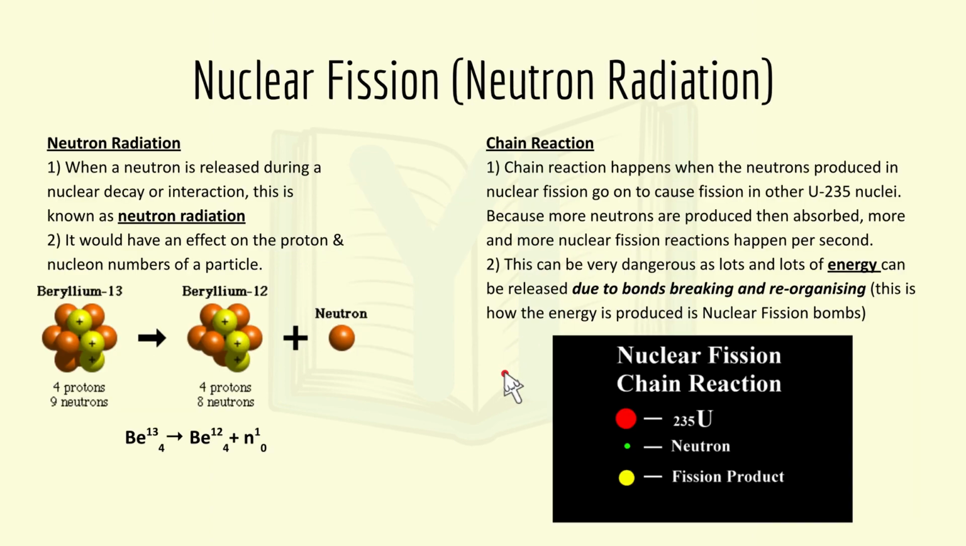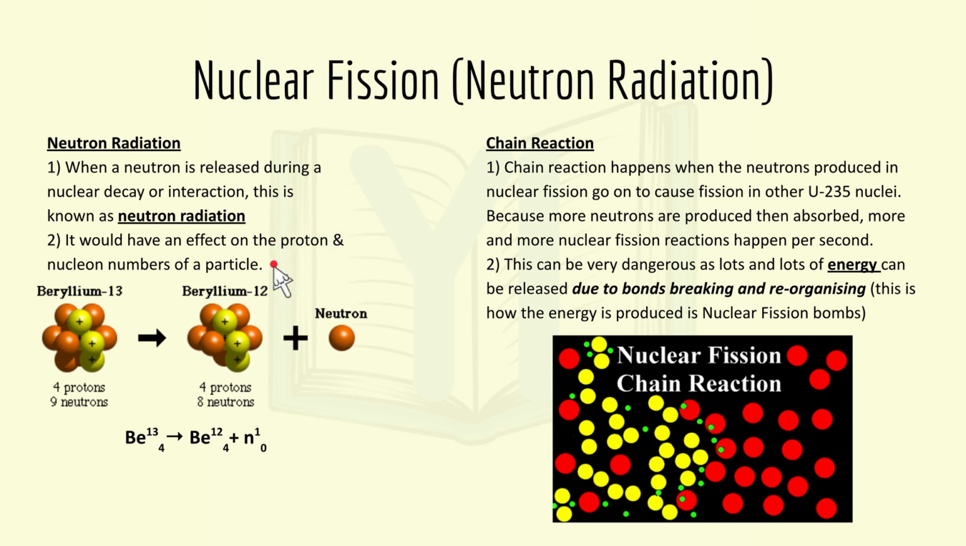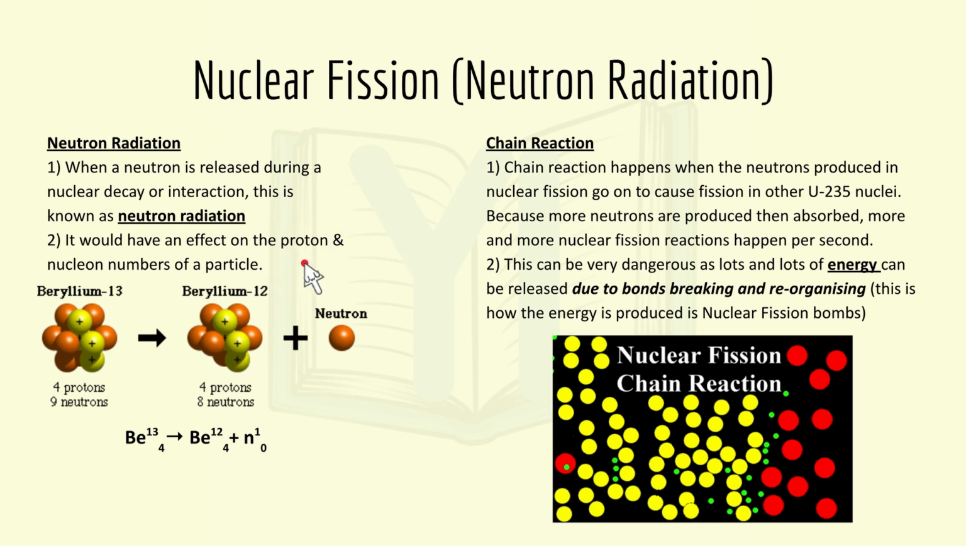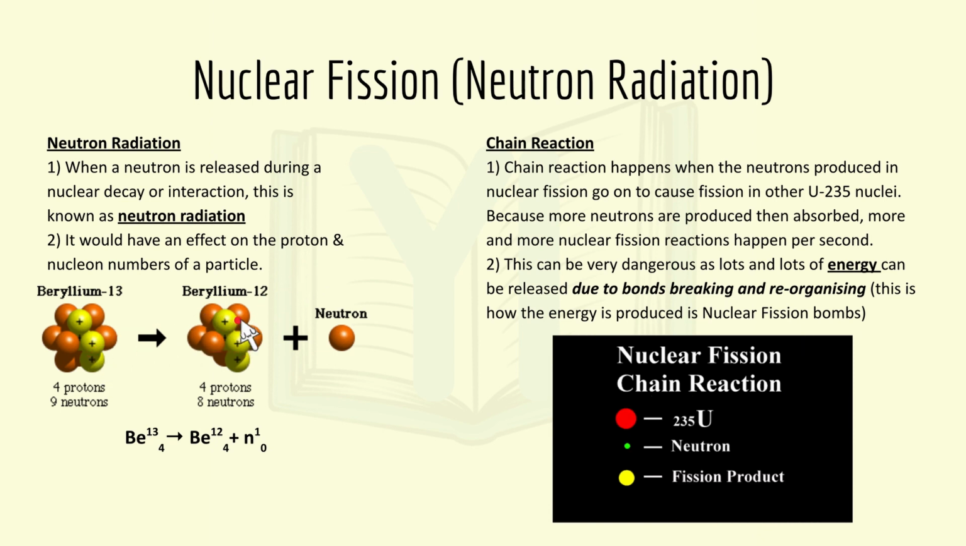So here we have neutron radiation. Neutron radiation is when a neutron is released during a nuclear decay or interaction, and this is known as neutron radiation. And it will have an effect on the proton and nucleon number of particles. So here's beryllium-13, beryllium-12, and a neutron.